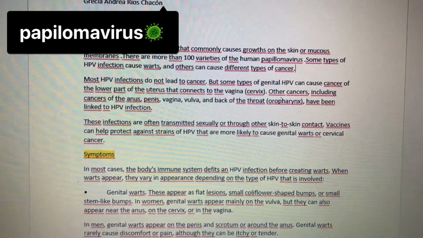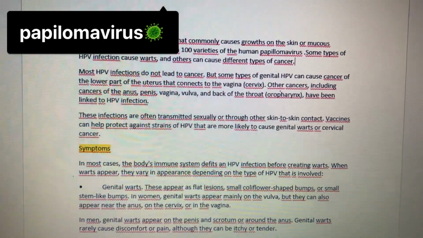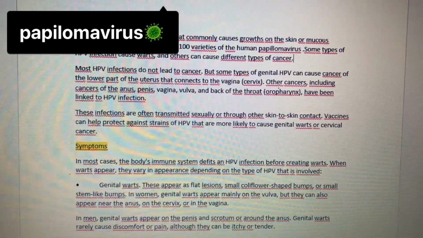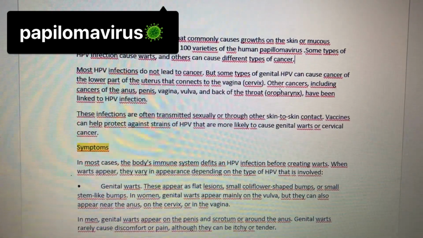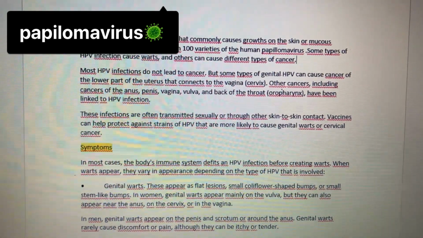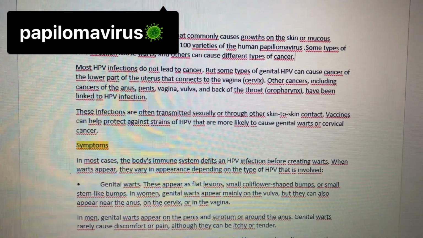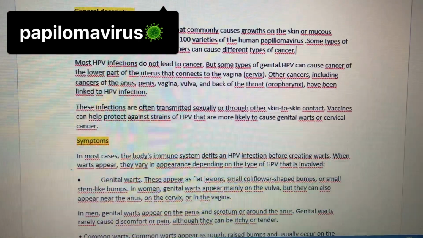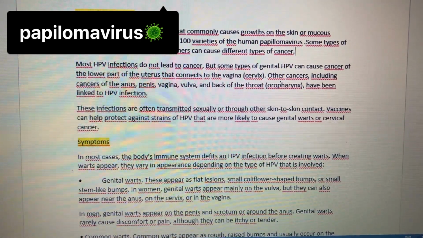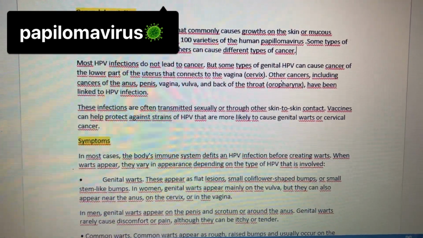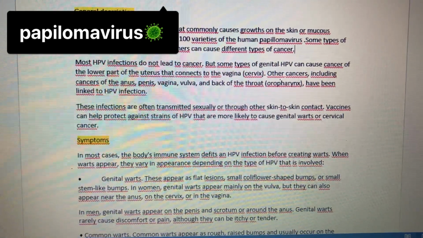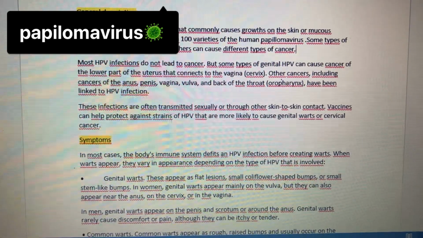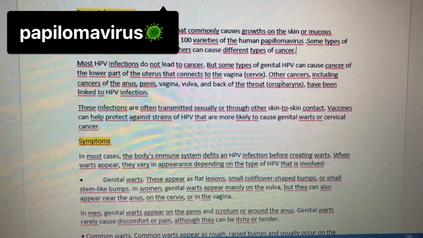Most HPV infections do not lead to cancer, but some types of genital HPV can cause cancer of the lower part of the uterus that connects to the vagina, the cervix. Other cancers, including cancer of the anus, penis, vagina, vulva, and back of the throat or pharynx, have been linked to HPV infection.